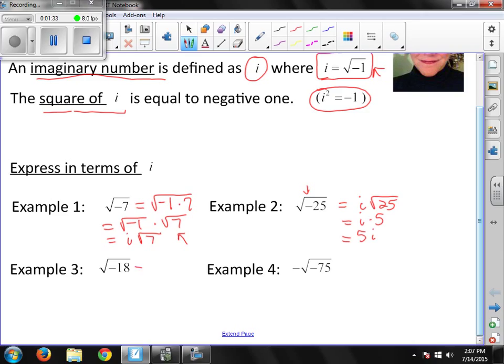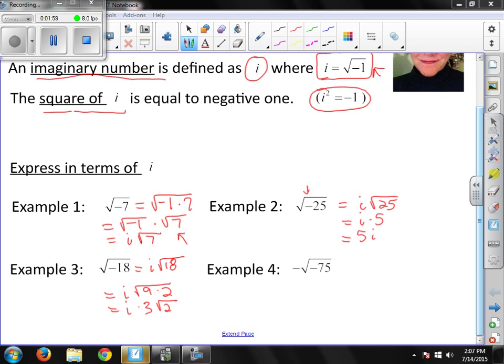Example 3. I know that the square root of my negative sign is i times the square root of 18, but we should always simplify radicals whenever we can. So I have i times the square root of 9 times 2, which simplifies to i times the square root of 9 is 3 times the square root of 2. And we're going to write our answer as 3i times the square root of 2.